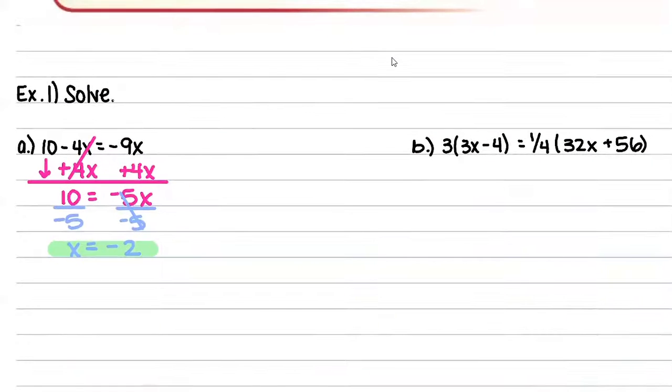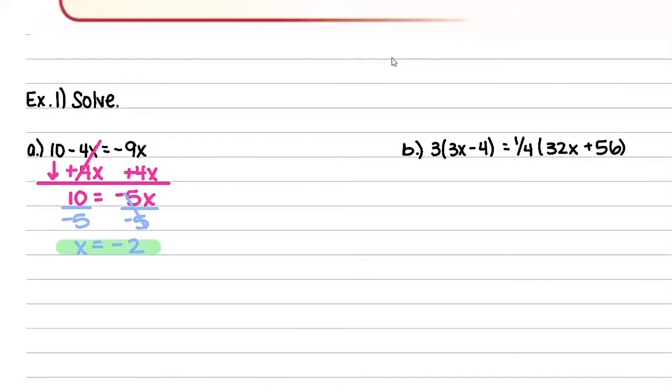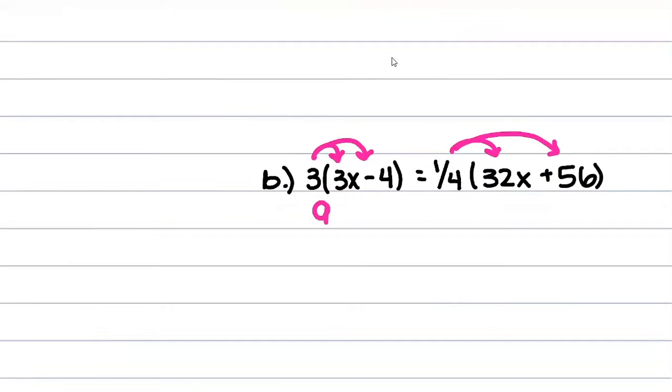For B, we have 3 times 3x minus 4 is equal to 1/4 times 32x plus 56. So I'm going to start by distributing the 3 into the 3x minus 4, as well as distributing the 1/4 into the 32x plus 56. So when I multiply the 3 times 3x, I'm going to get 9x. The 3 times negative 4 is negative 12.